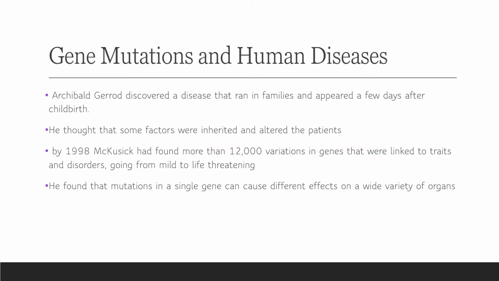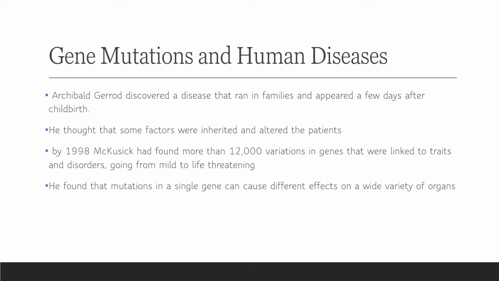Now, on the topic of gene mutations and human diseases, Archibald Garrod was one of the first to discover that diseases could be passed down through families because he noticed that a newborn child had gotten the same disease that someone else in the family had. Because of this, he was able to figure out that some factors were inherited and altered the newborn's genes.